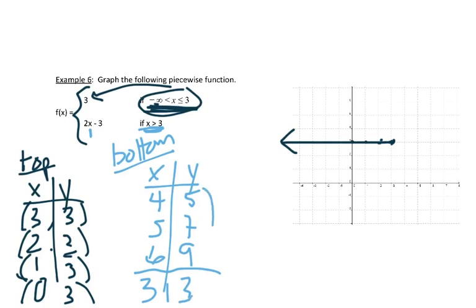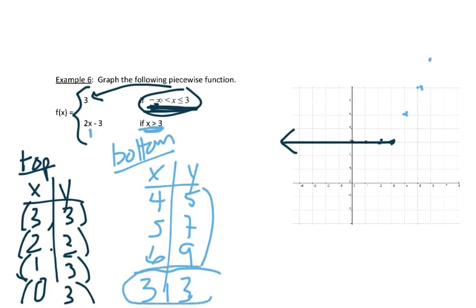So let's graph these first 3 points. Over 4, up 5. Over 5, up 7. And over 6, up 9. You kind of just have to write it off the graph there.